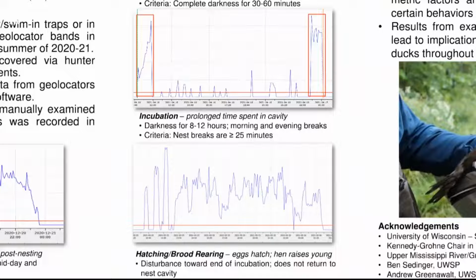After about 30 days, her eggs will hatch and the hen will start to raise her young. We can actually see when eggs hatch because there will be a disturbance toward the end of incubation and she will not return to her nest cavity.